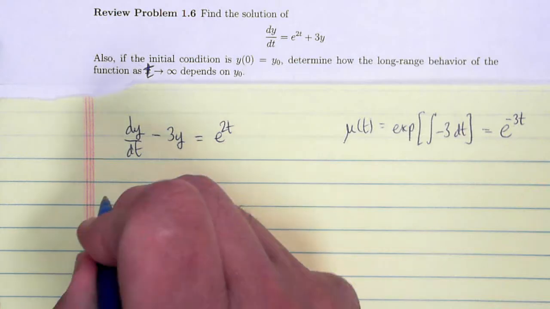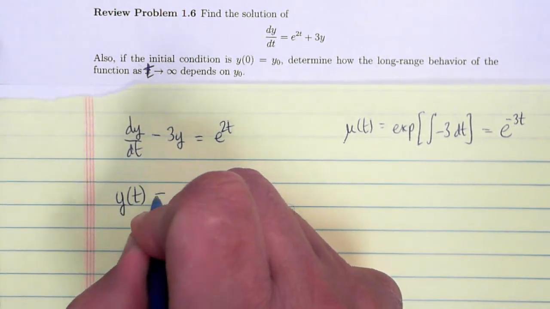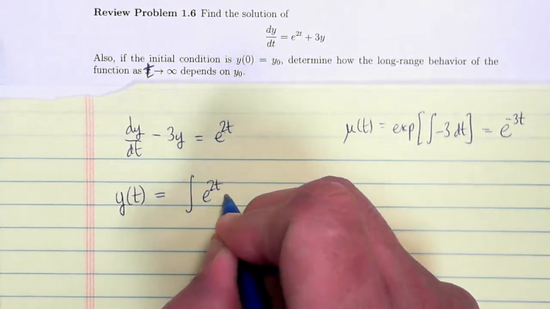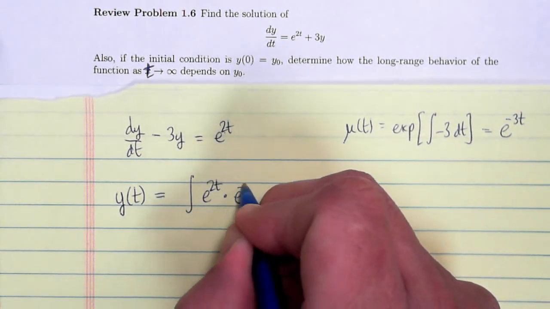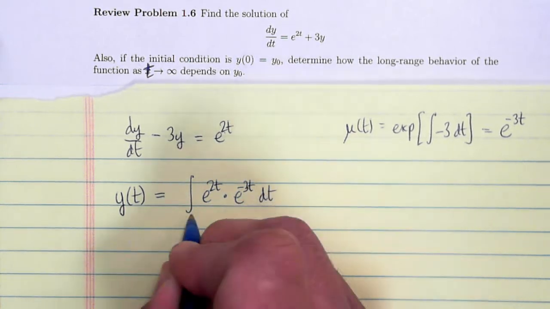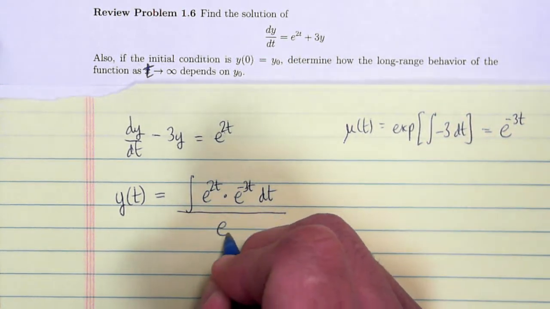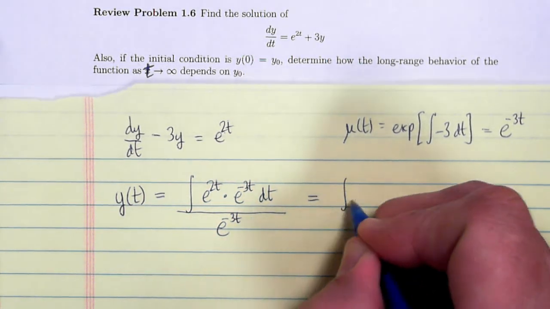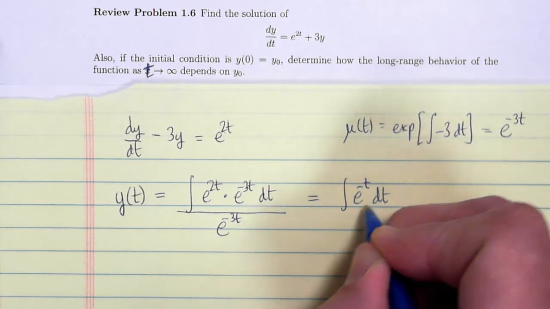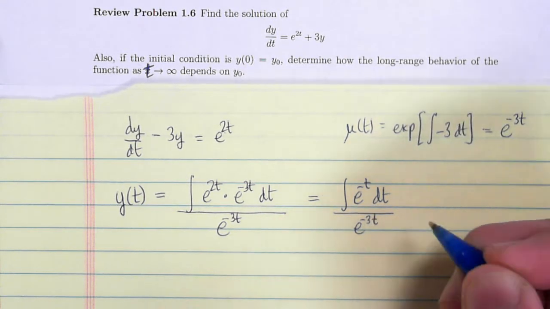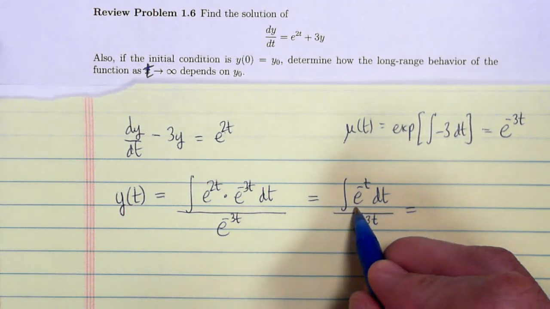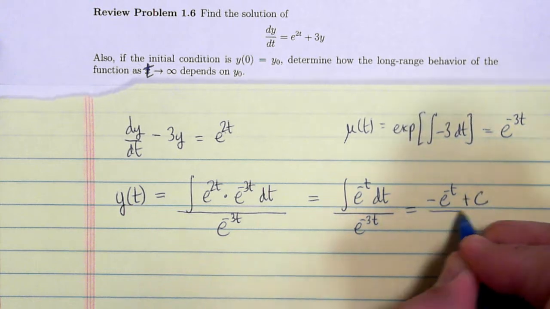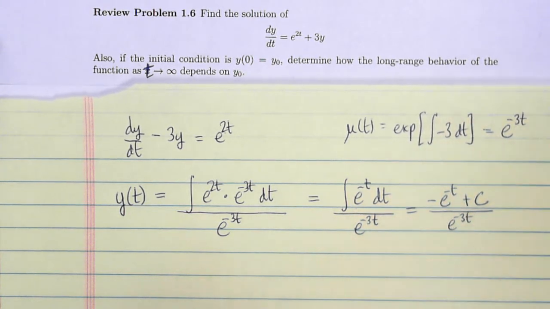Okay, so using this, we can establish that the solution of this initial value problem is going to be the integral of the right-hand side, e to the 2t, times this integrating factor, e to the minus 3t dt, all divided by the integrating factor, e to the minus 3t. So we get the integral of e to the minus t dt divided by e to the minus 3t. The integral of e to the minus t is going to be negative e to the minus t plus c, over e to the minus 3t.